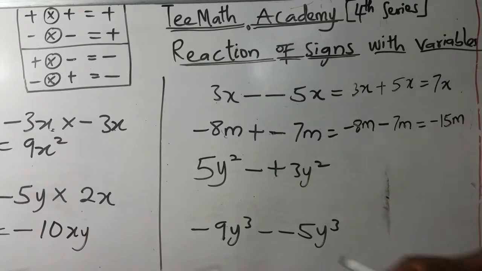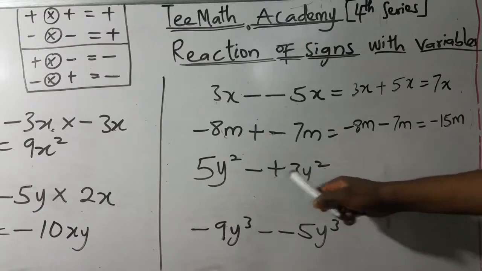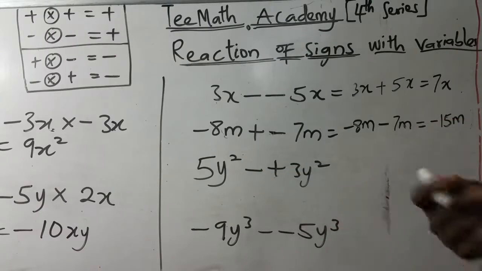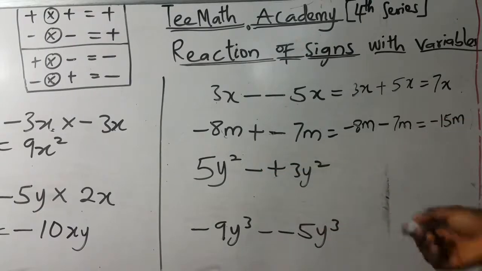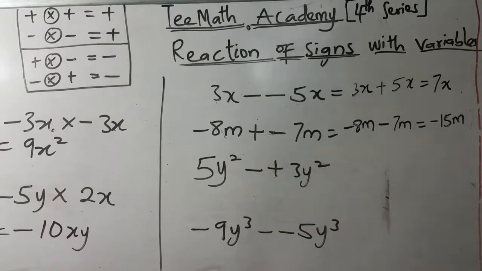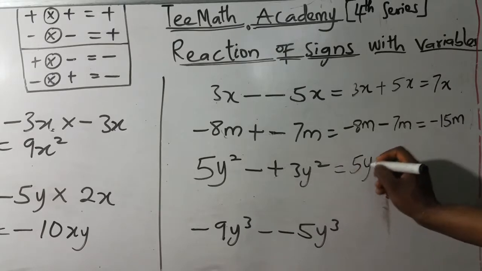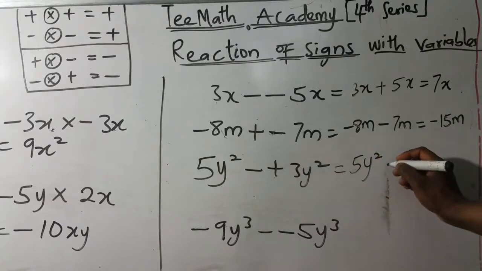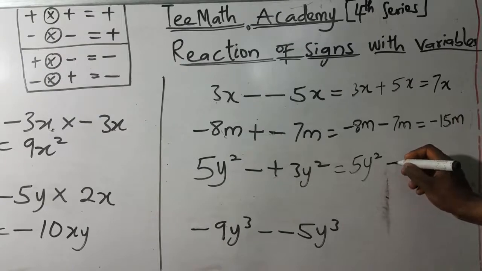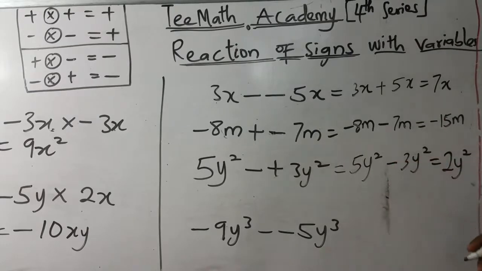Look at the next one. 5y squared minus minus 3y squared. These are the same, so you can add or subtract. But before you do that, these are two signs that are very close. What do you do? Multiply them together. That would be 5y squared, minus times plus is minus, because they are different signs. So 5y squared minus 3y squared, that is what? 5 minus 3 is 2. Pick one of the variables and the power.